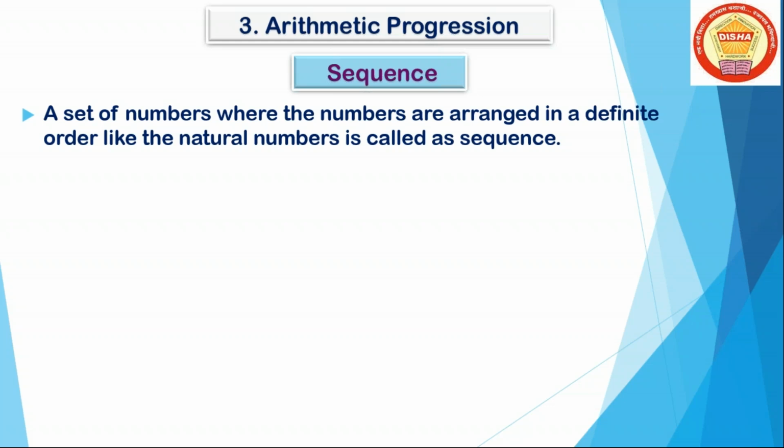For example, we take square numbers, cube numbers, prime numbers, a set of prime numbers. Such a sequence is a set, but in that set the numbers are arranged in a definite order like the natural numbers. We write the natural numbers, for example 1, 2, 3, 4, 5, 6, 7. These numbers are arranged by a definite order, and after arranging in that definite order, this set is called a sequence.